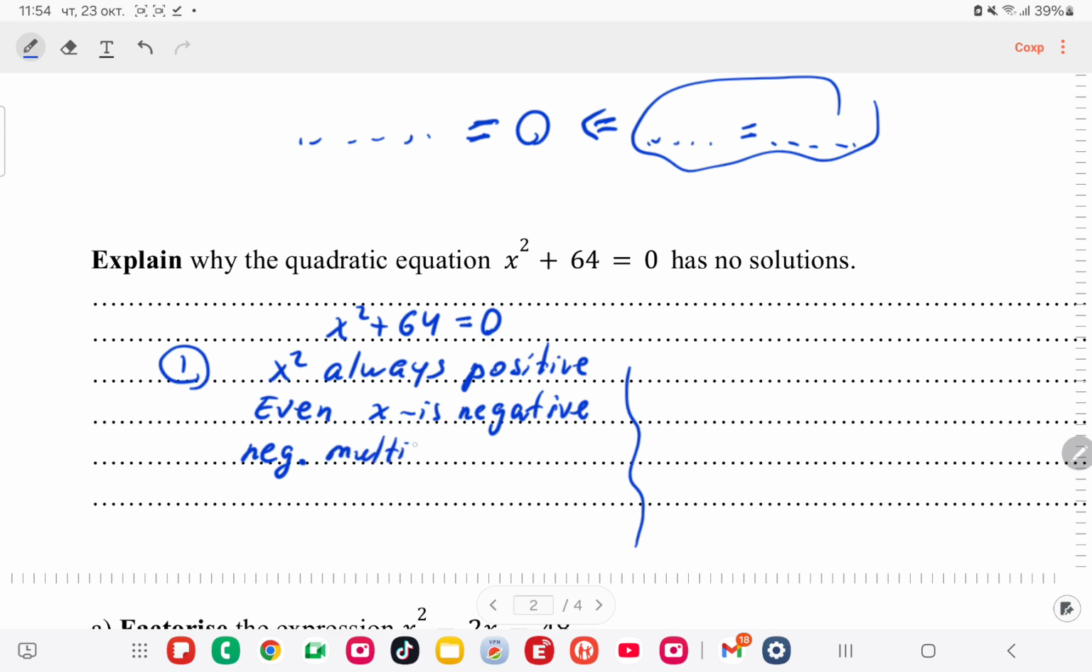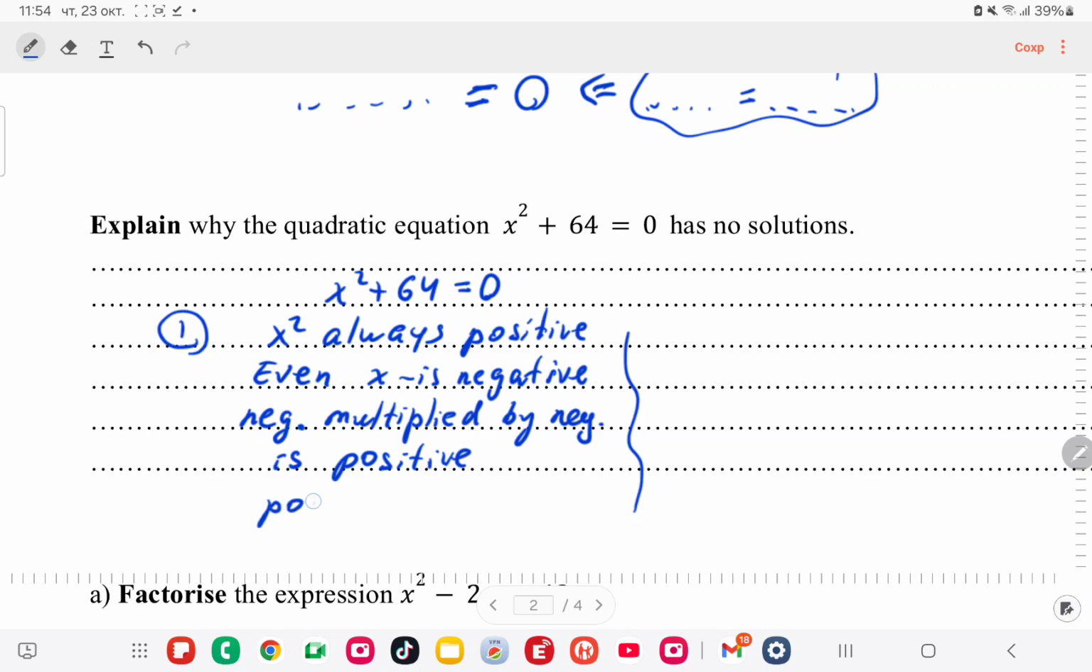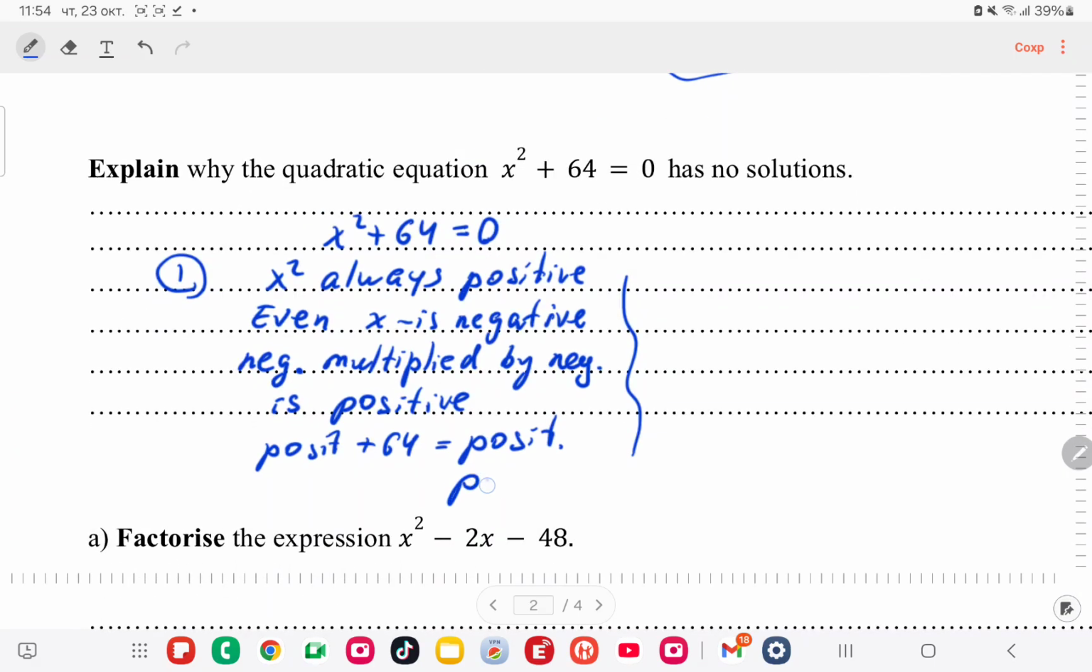multiplied by negative is positive. So in any case we will have a positive number, and positive plus 64 is a positive number, right? A positive number never equals 0.